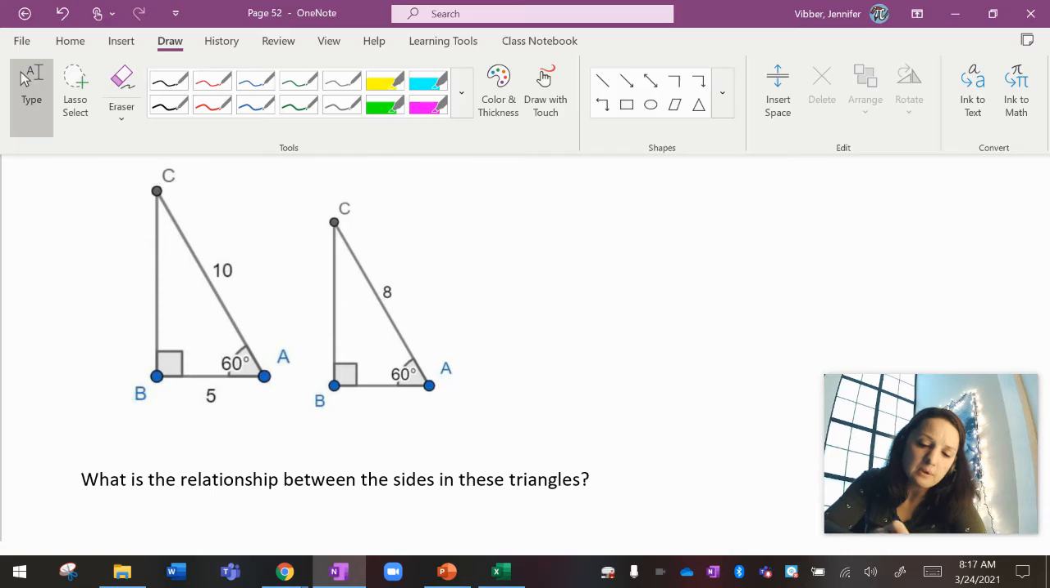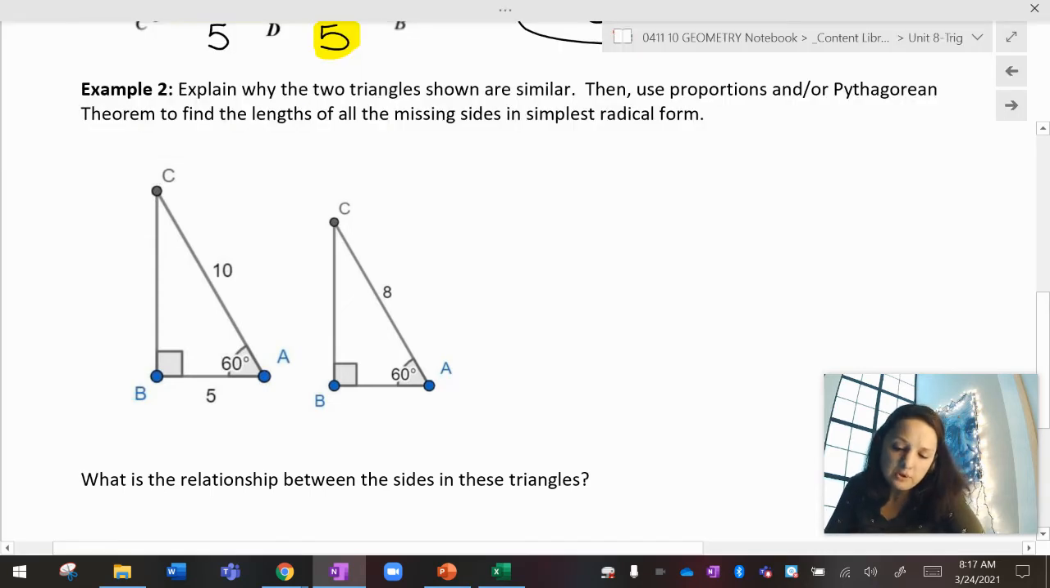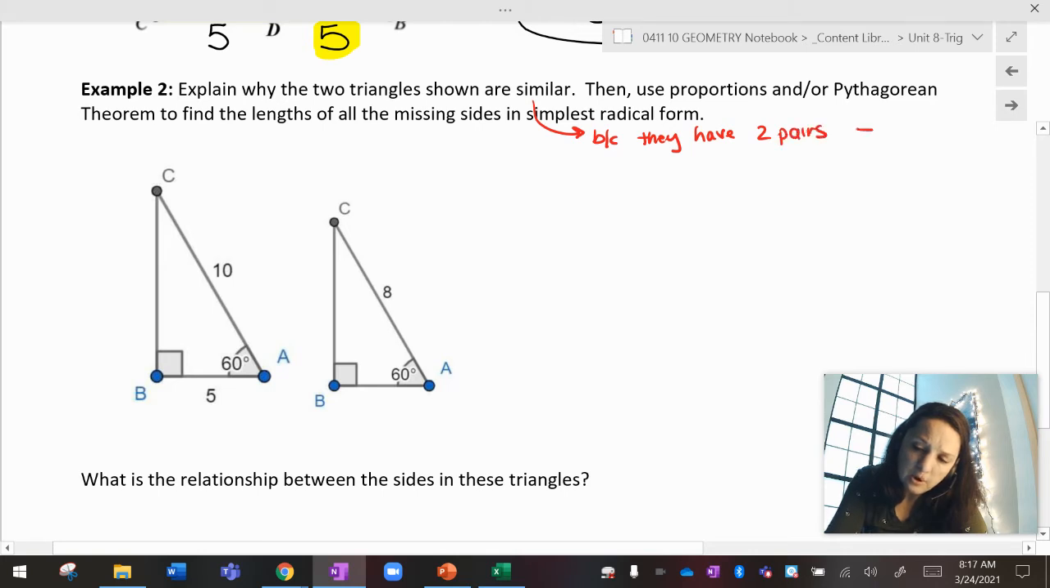What happens next? Explain why the two triangles are similar. Well, they're similar because they have two pairs of congruent angles, because I have a 90, a 60, a 60. And since 90 plus 60 is 150, these are both 30. Then it says use proportions and/or Pythagorean theorem to find the lengths of all the missing sides.